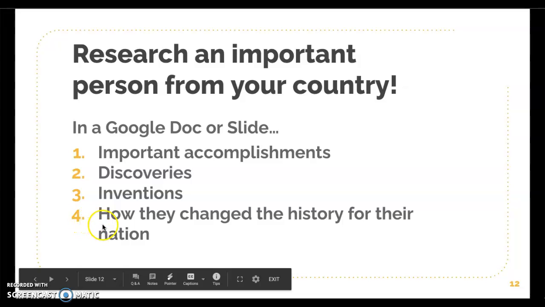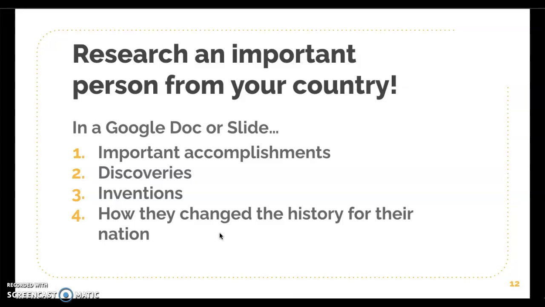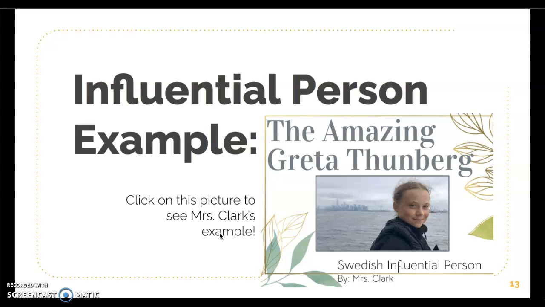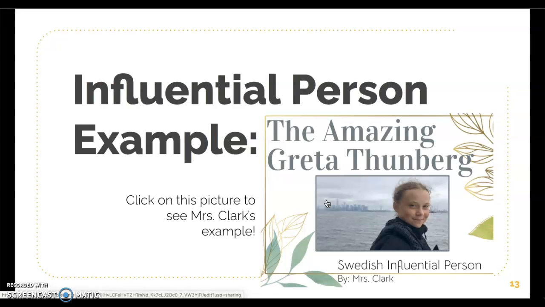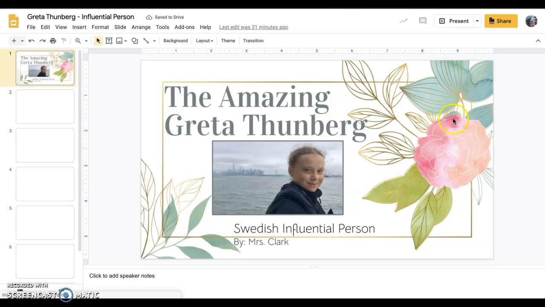Then you should put in there how they have changed the history of their nation, and what they're doing now. Maybe you can put a bunch of different things, and pictures if you want, but we do need a good amount of information as well. Let me give you an example. Here's my influential person example. I'm choosing Sweden as my country. Again, I'm going to put the slide deck on our Google Classroom so you can click on these links. I'm going to show you what I did for my influential person.